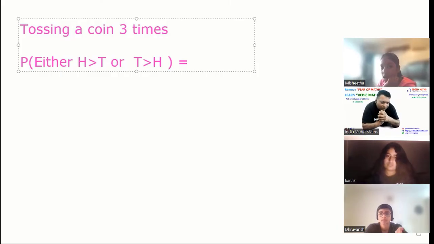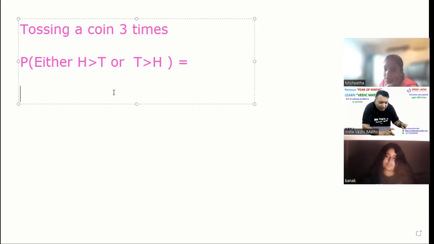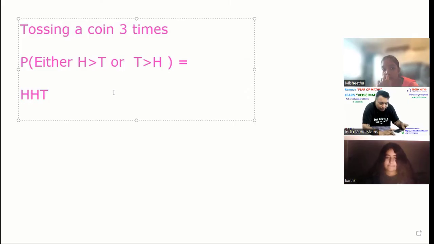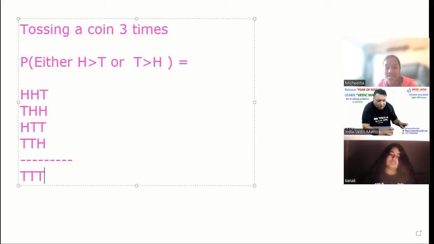So let's discuss Mishita and Vedant. First, Mishita, when you say 4 out of 8, which outcomes are you removing? Tell me. And Vedant, you also tell me which outcomes you are removing when you say 2 by 8. The ones where there are 2 H's. Tell me which outcomes you are removing. So the ones I'm keeping are HHT, THH, HTT, and TTH. You are keeping these. Yeah. What about these outcomes? Which has more here?